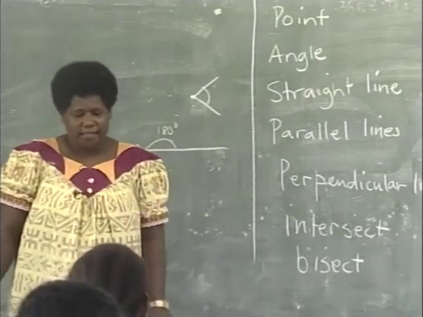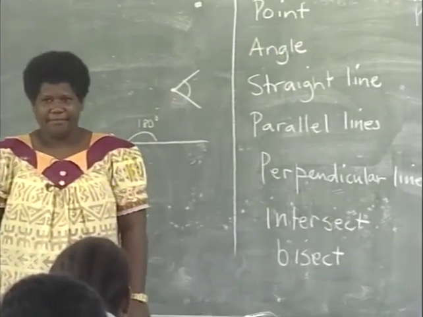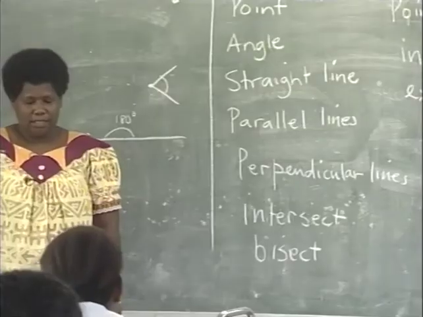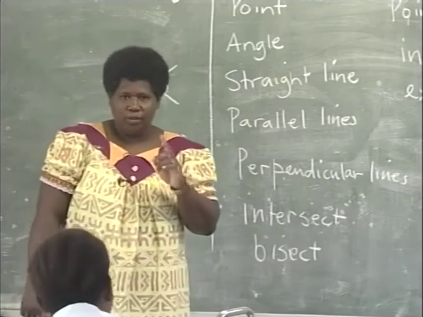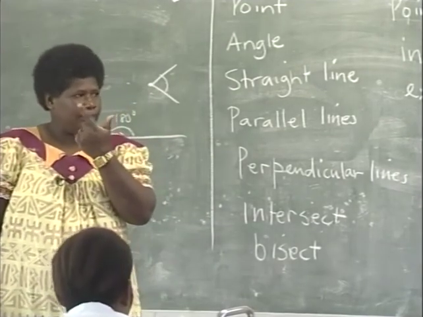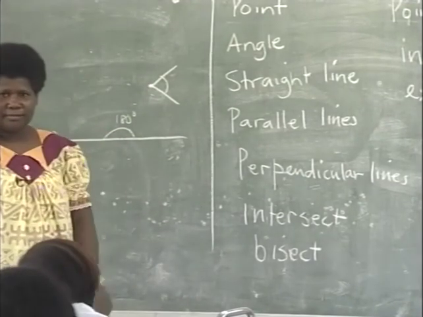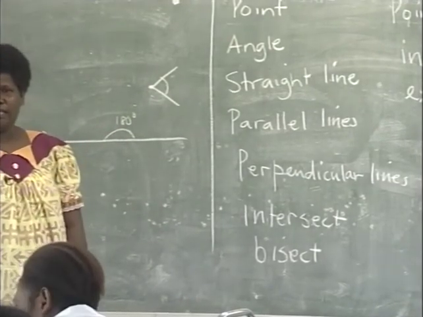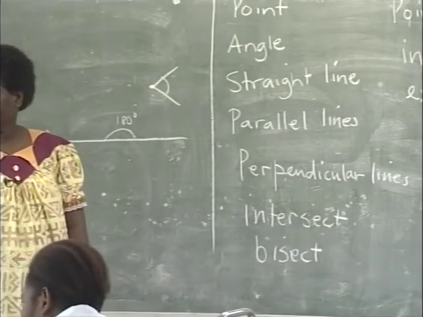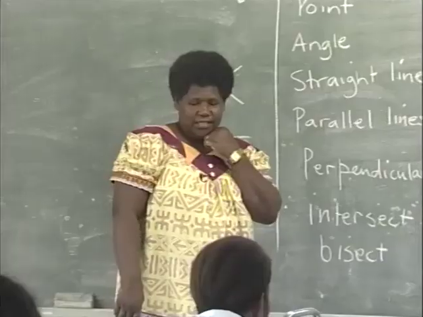Perpendicular lines. Natasha. Two lines intersect or meet at right angles. Two lines that intersect or meet at right angles. What is intersect, Boromeo? When two lines intersect, what does it mean? When two lines cross each other. When two lines cross each other. Very good.